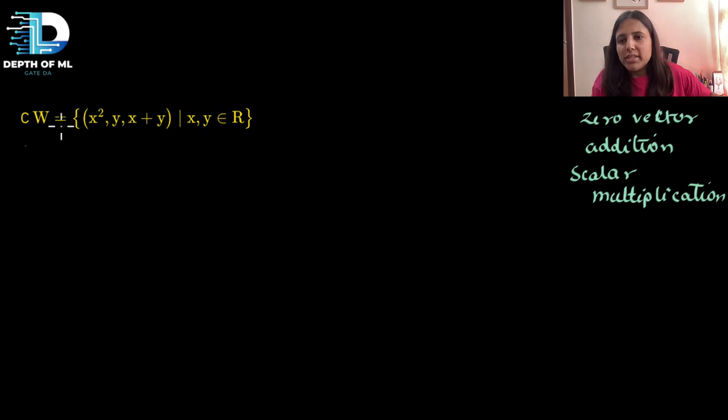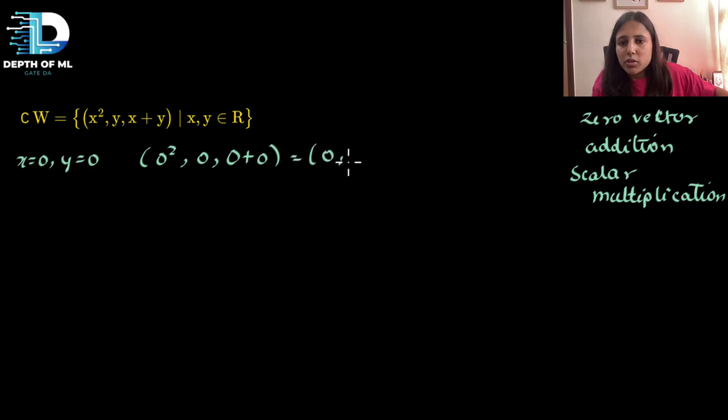Okay, so let's see whether the zero vector exists in this. So we'll take x is equal to 0 and y is equal to 0. So if we do that, we'll have 0 squared, 0, 0 plus 0, which is nothing but 0, 0, 0, which belongs to W. Okay, so this checks out.